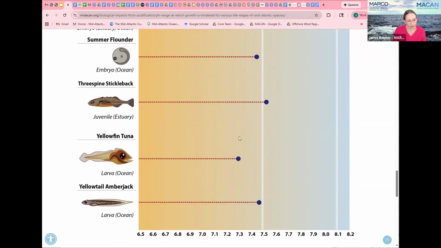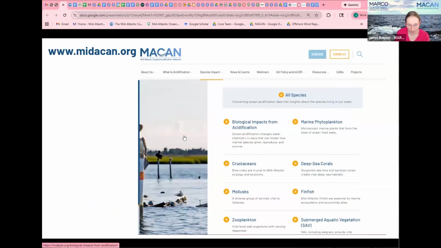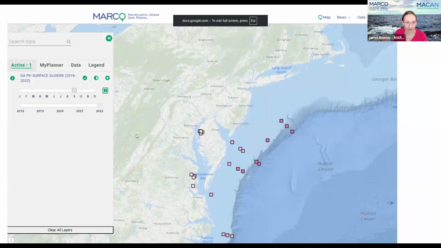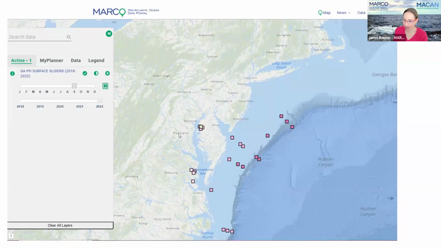So that's what these graphics are. The idea is to couple the graphics with the slider layers. So you could say, for example, I'm going to go back over to the presentation. Let's say we saw that American lobsters begin to show mortality at a pH of 7.7.